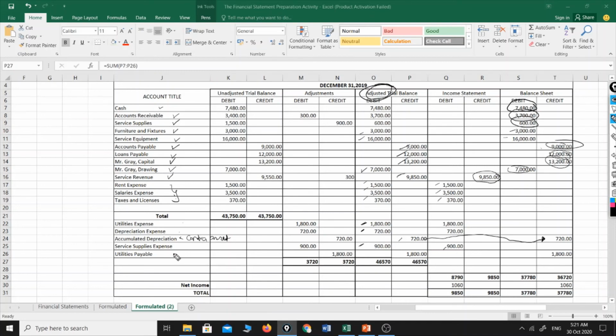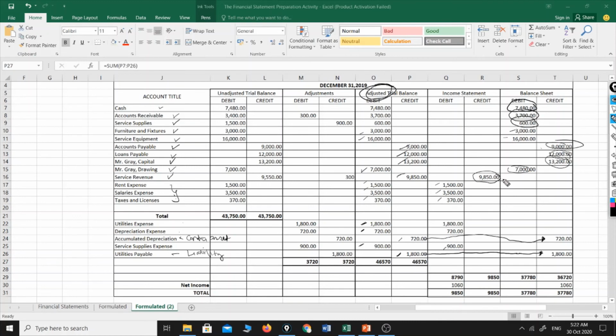And lastly, the utilities payable, of course. Payable, this is a liability account. And again, a liability account should be part of our balance sheet section. So its amount is 1,800. So we extend this one to the credit column of the balance sheet. Okay, so that's how we extend this amount from the adjusted trial balance to either the income statement or balance sheet column.